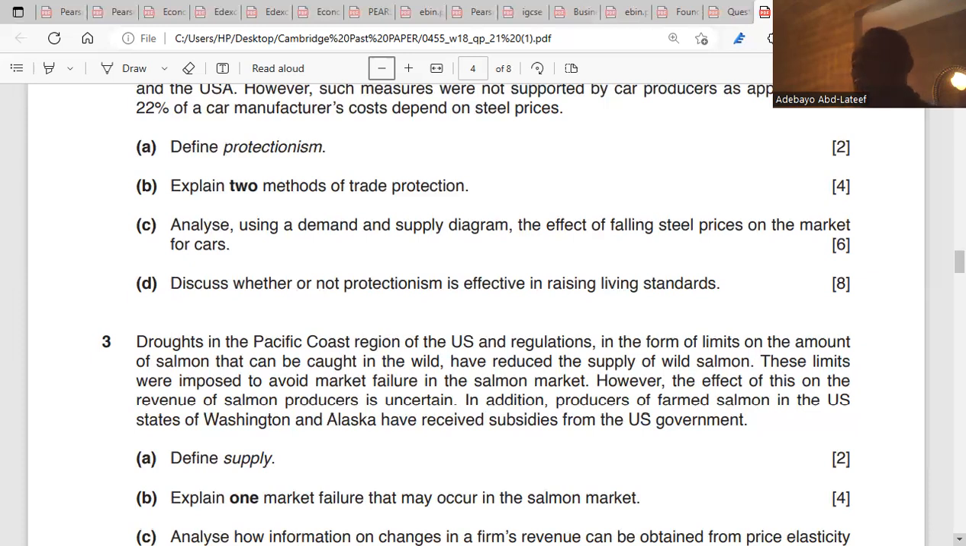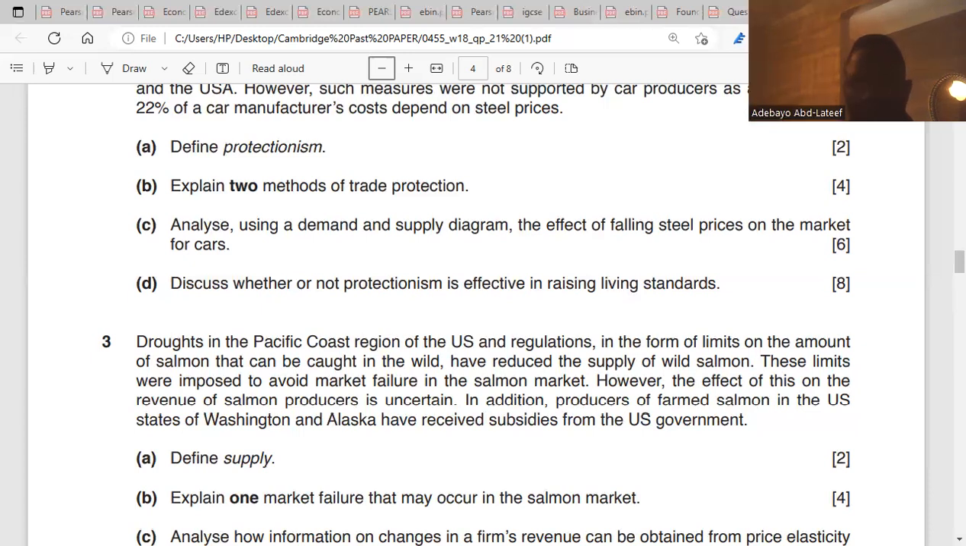We'll go to question 3. Please read. Droughts in the Pacific Coast region of the U.S. and regulations in the form of limits on the amount of salmon that can be caught in the wild have reduced the supply of wild salmon. These limits were imposed to avoid market failure in the salmon market. However, the effect of this on the revenue of salmon producers is uncertain. In addition, producers of farmed salmon in the U.S. states of Washington and Alaska have received subsidies from the U.S. government.